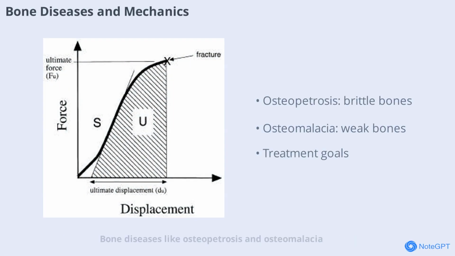Bone diseases like osteoporosis and osteomalacia affect mechanical properties and fracture risk. Osteoporosis leads to stiff, brittle bones that absorb little energy before breaking, while osteomalacia results in weak, ductile bones that deform significantly before fracturing. Both conditions increase susceptibility to fractures. Effective treatment aims to increase bone strength and decrease brittleness, often by improving bone mineralization and tissue quality.